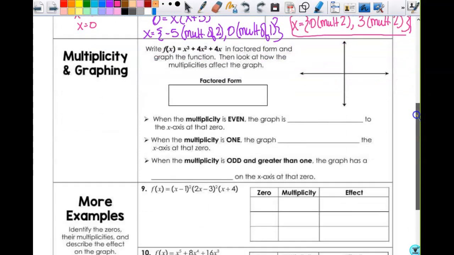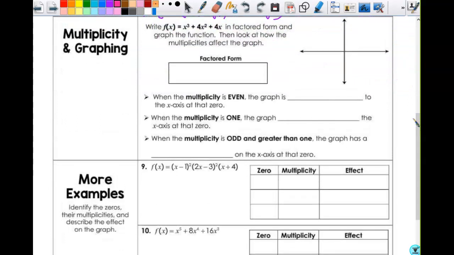Okay. So, multiplicity and graphing. We want to write this in factored form. So let's factor that. I'm going to factor out an x. That leaves me with x squared plus 4x plus 4. Okay, so I can take half of this and square it. That gives me 4. So I know then that that's x plus 2 squared. So my factored form, f of x equals x times x plus 2 squared.